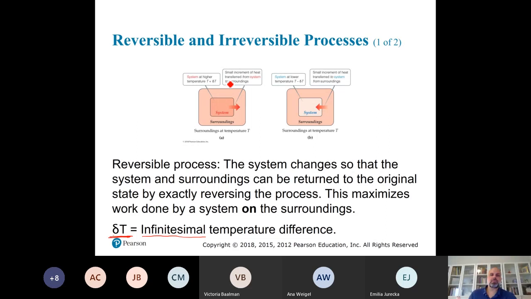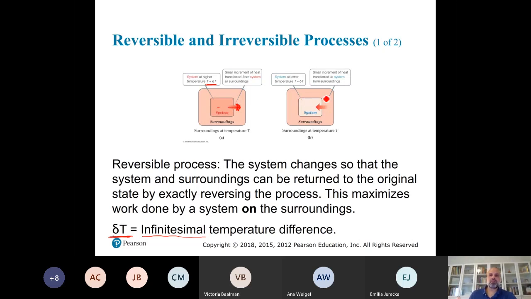And so if we look at the pictures to understand what's going on. We have our system, right? The system is in the center here. It's at a higher temperature than the surroundings. It's the temperature plus this infinitesimally small change, delta T. You're going to have this increment of heat transferred from the system to the surroundings, right? So this arrow is showing that because there's an infinitesimally small higher temperature in the system, you're going to have this change that occurs where you can have heat transfer from the system to the surroundings.